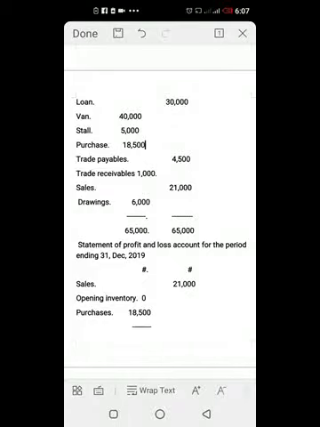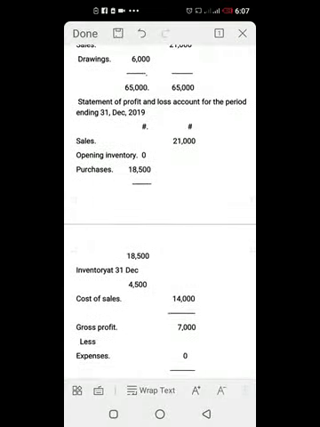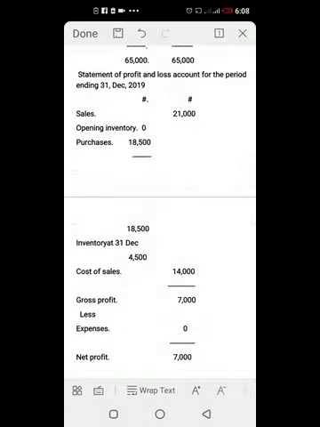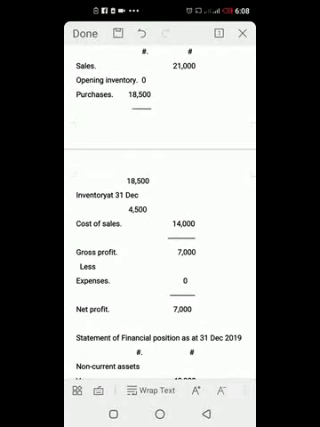When you are buying goods, if there's any expense while you are selling the goods or purchasing the goods, you add it. That's when you add it to your statement of profit and loss account. But apart from that, no other expenses, which means the expenses is what? Zero. That means they have a gross profit of 7,000 naira, which gives us our net profit of 7,000 naira.